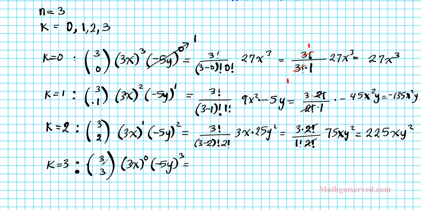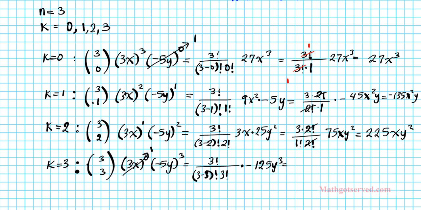So applying the combination formula to this term right here, we have 3 factorial, that's n factorial, over n minus k, 3 minus 3 factorial, times k factorial, 3 factorial. 3x to the 0 is simply 1, as we did up here. Negative 5 to the third, 5 times 5 times 5 is 125. But if you raise a negative sign to an odd power, it preserves the negativity, so negative 125y to the third.